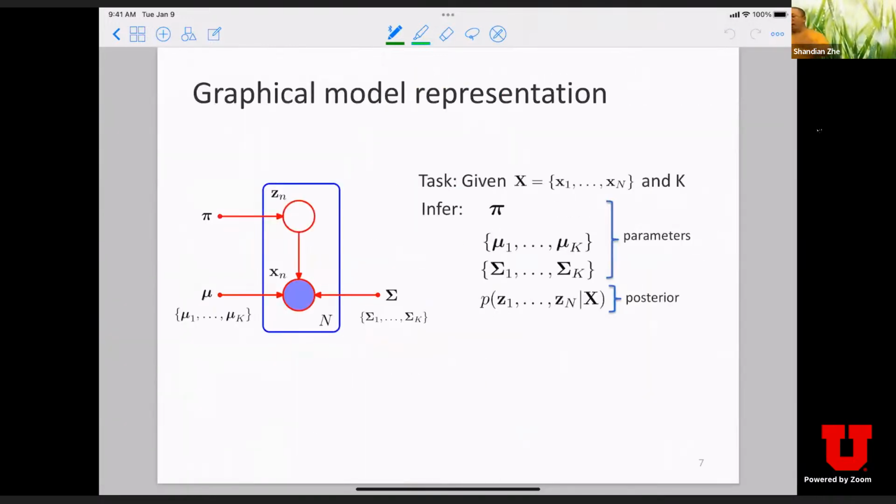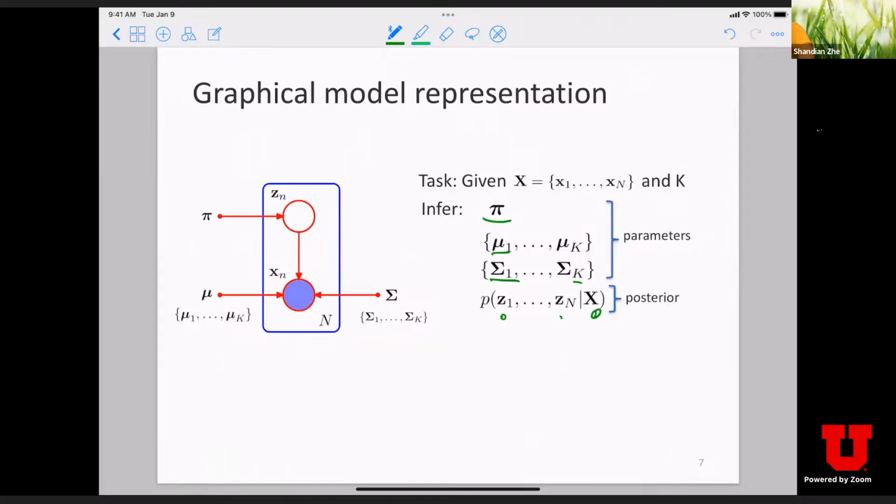Now, given this model, our task amounts to inferring all those parameters which decide the cluster parameters, like the prior probability vector pi, which decides how likely each data point belongs to every cluster, and the cluster-specific means, like you have big K clusters, you have big K cluster means, and cluster-specific covariance matrices. And also we want to know, given these n data points, what is the posterior distribution of every cluster membership?